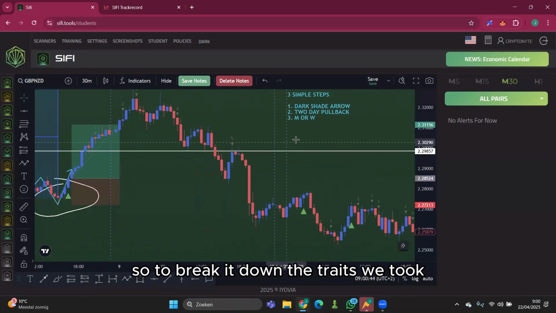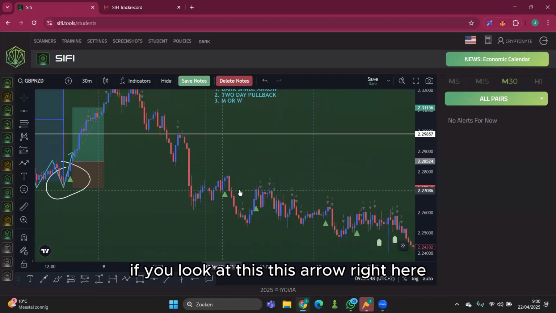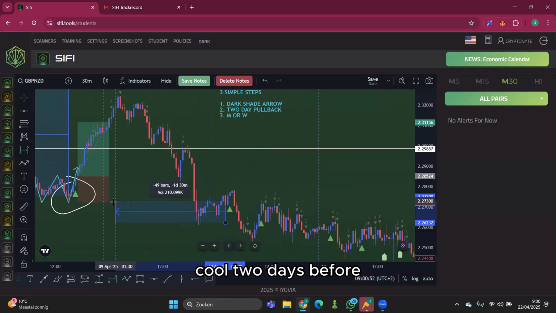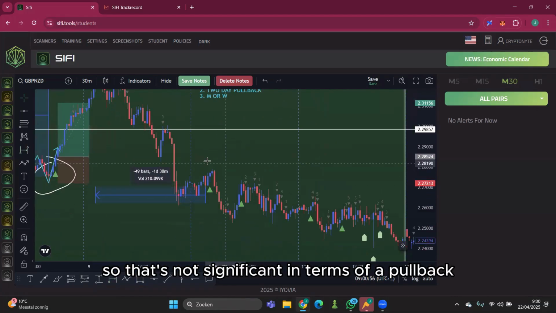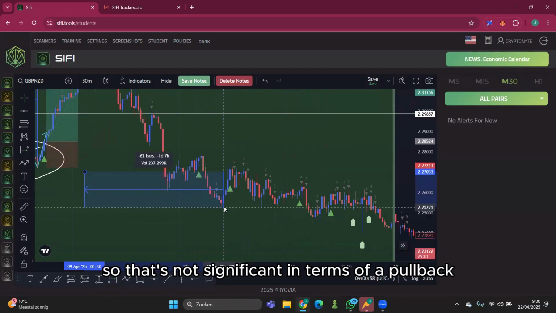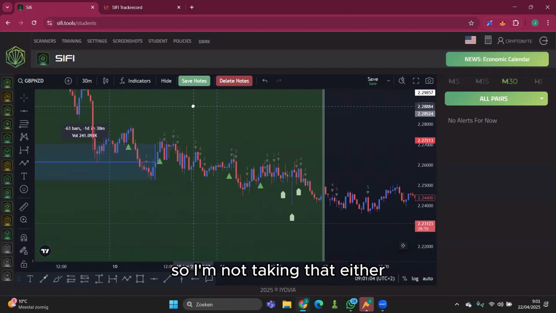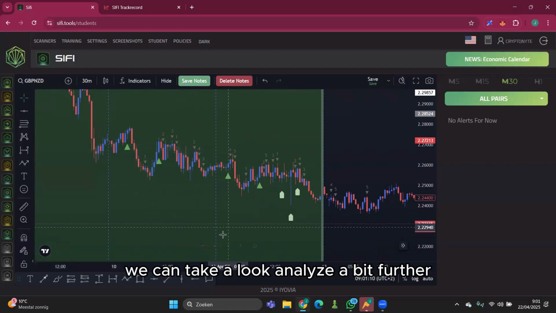Okay, so to break down the trades we took, if you look at this arrow right here, 2 days before, we didn't, this is only 1 day and 30 minutes. So that's not significant in terms of a pullback. Then the next arrow is only 1 day and 7 hours, so I'm not taking that either. And then this one, this is 2 days. So on this one, we can take a look and analyze a bit further.